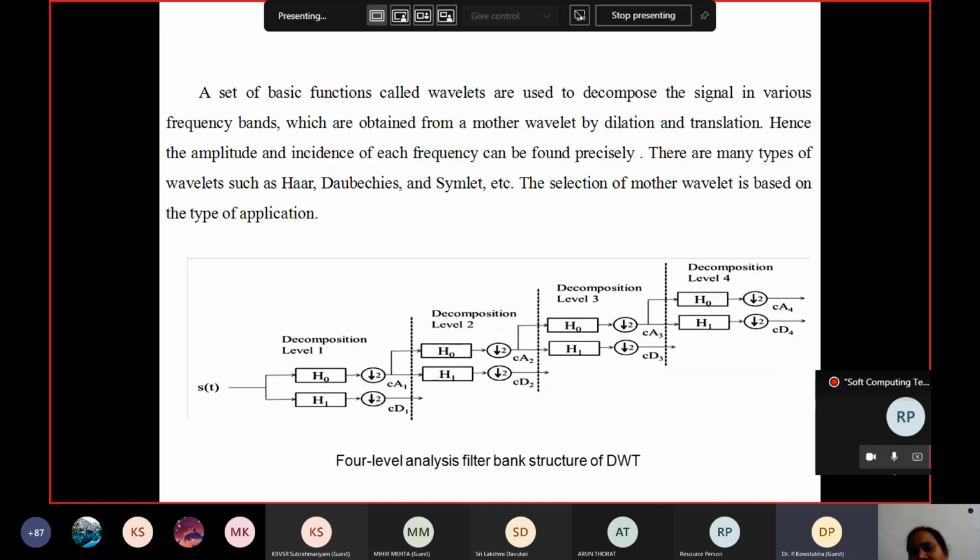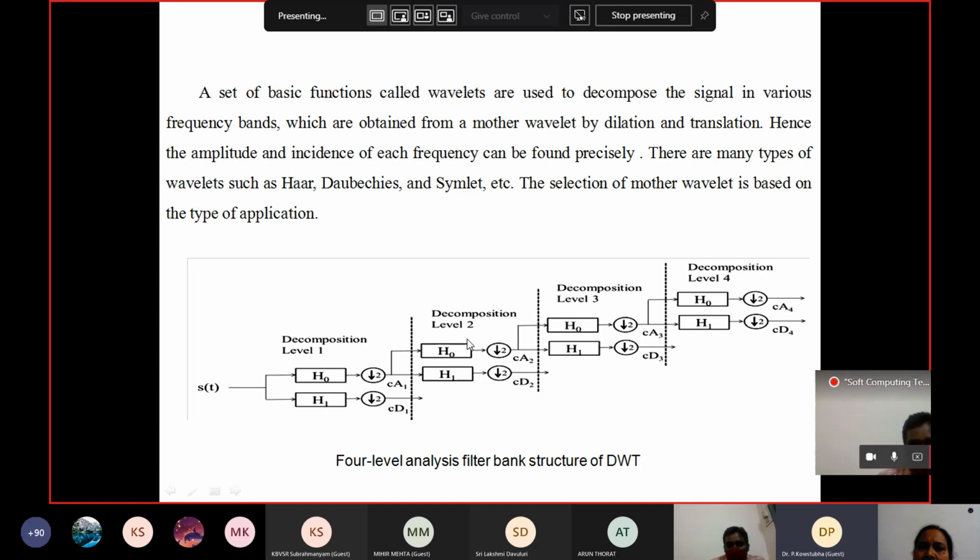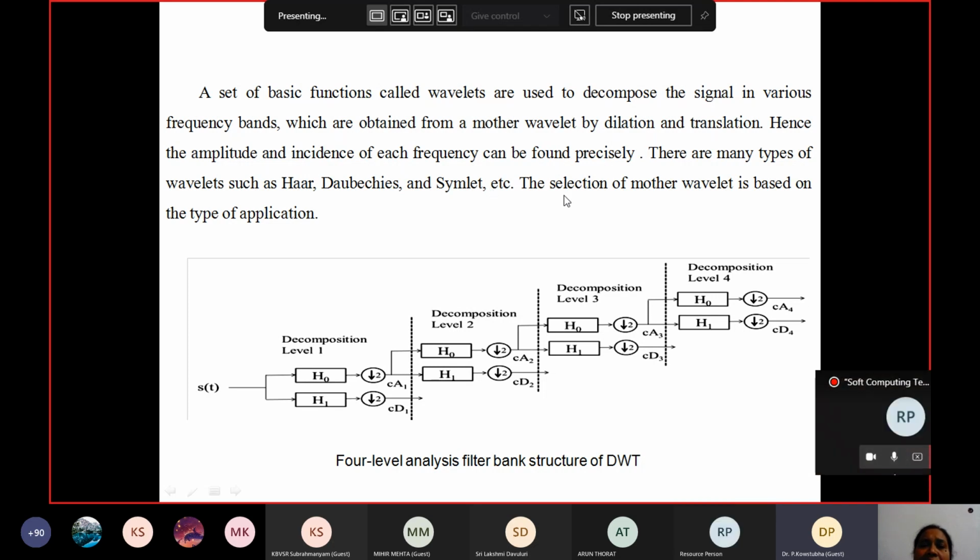A set of basic functions called wavelets are used to decompose the signals into various frequency bands, which are obtained from a mother wavelet by dilation and translation. Hence, the amplitude and incidence of each frequency can be found precisely. There are many types of wavelets such as Haar, Daubechies and Symlet, etc. Selection of the mother wavelet is based on the type of application. I have taken the Daubechies wavelet, and this is the best example for decomposition, a 4-level analysis filter bank structure.